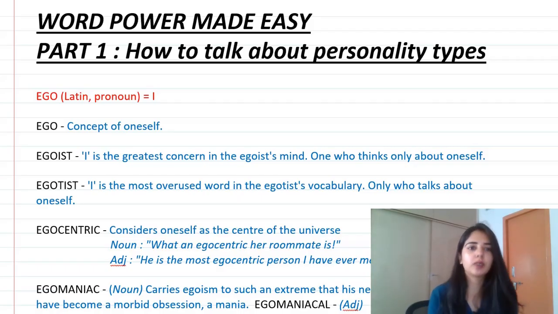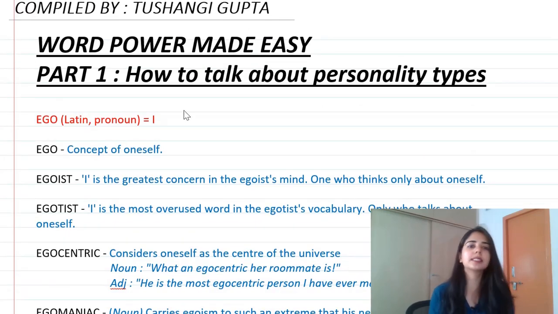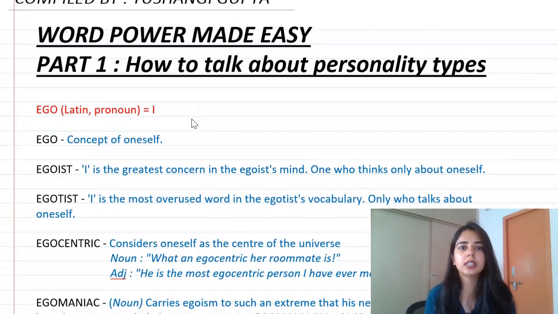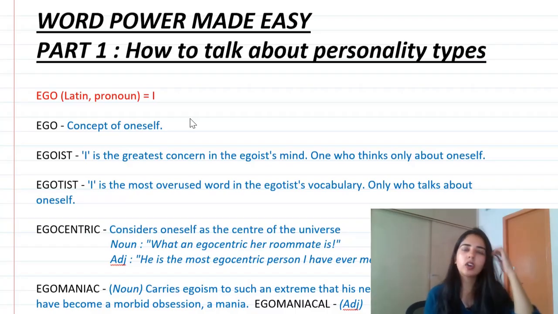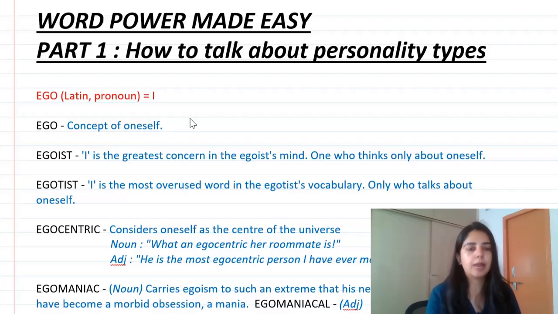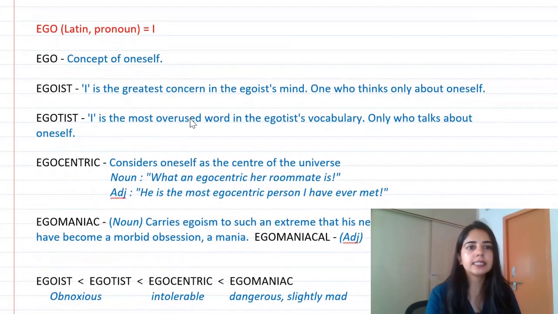So this is part 1 and in this we will learn about how to talk about personality types. So basically we will learn about those words which will help us in building our vocabulary while talking about personality types. And along with that we will also use root words and etymology to understand those better. For example, our first root word today is ego.